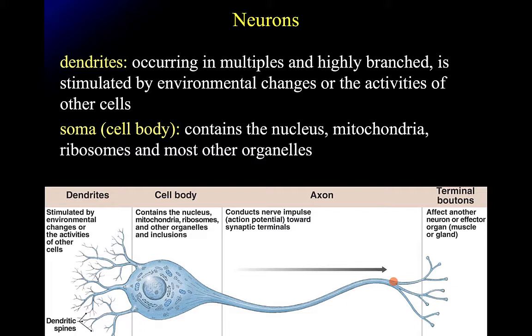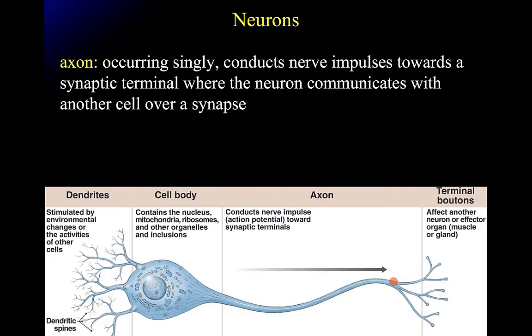The soma or cell body contains the nucleus, mitochondria, ribosomes, most of the organelles. It is important to recognize that there will be organelles in other portions of this because we do have a need for mitochondria and the ATP they provide along the length of the neuron. The axon then is this single component here which extends away from the cell body, at least in an example neuron like this, which looks roughly like a motor neuron or like some interneurons. And this will occur singly. It's going to conduct nerve impulses towards what we call a synaptic terminal, that is to another neuron or to an effector. And then we're going to communicate with another cell over what we refer to as a synapse.